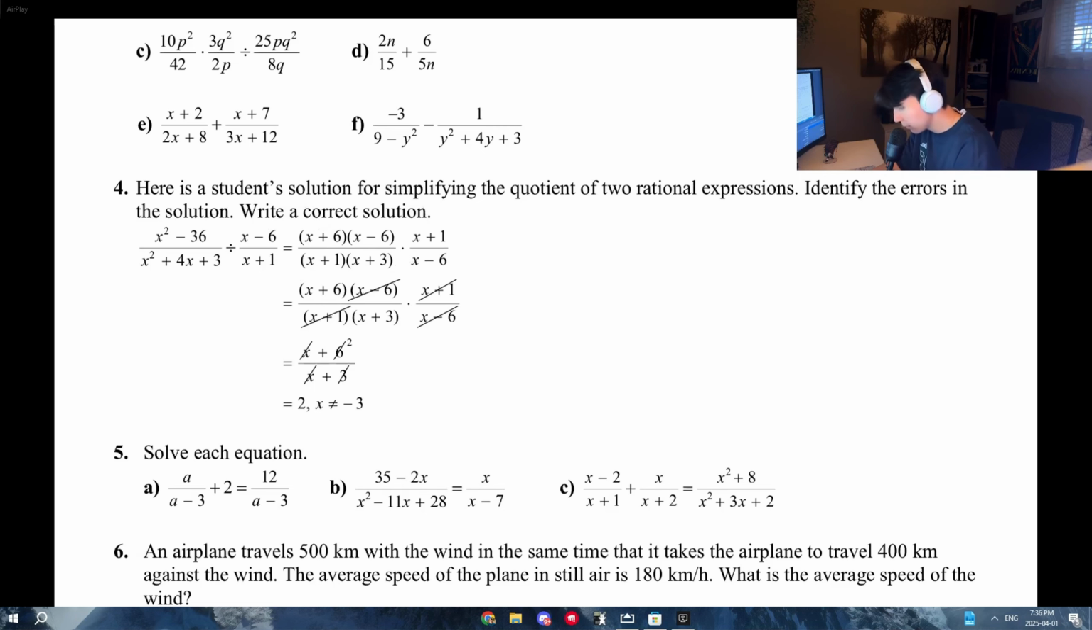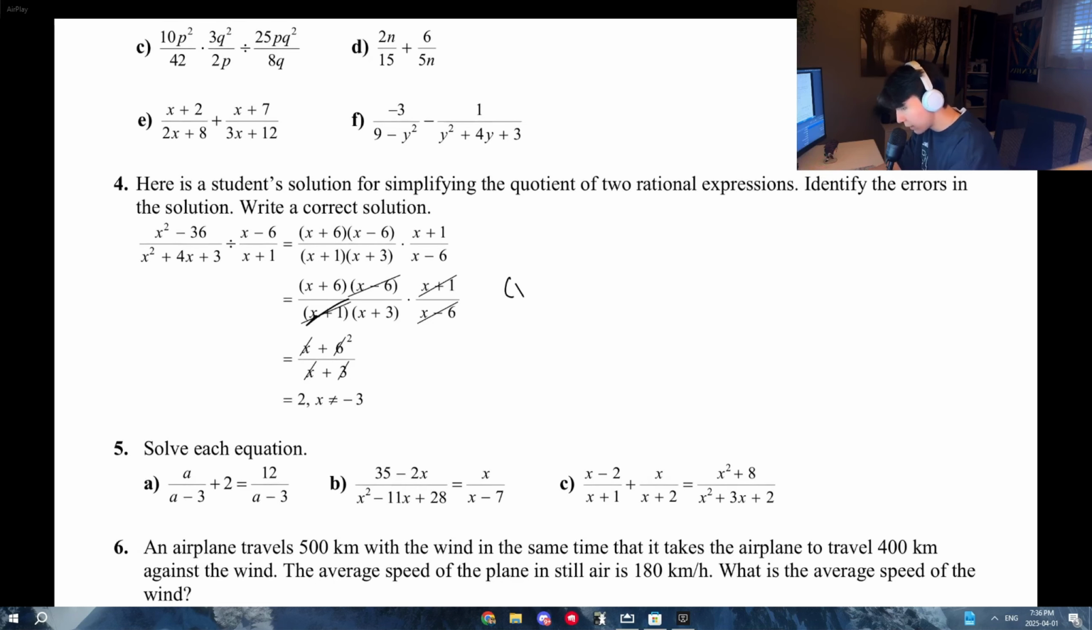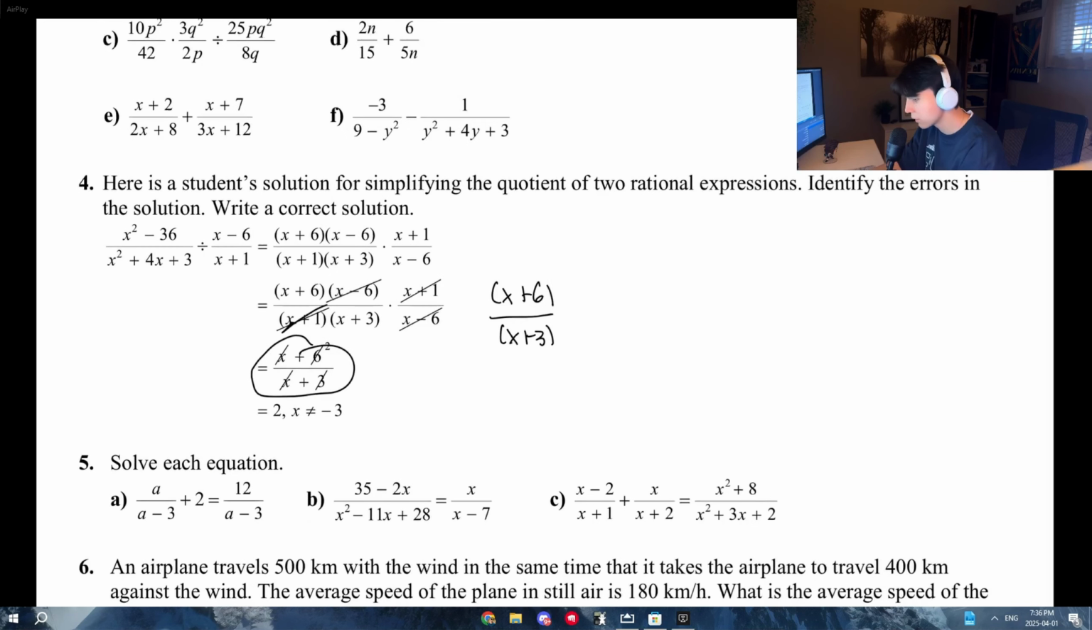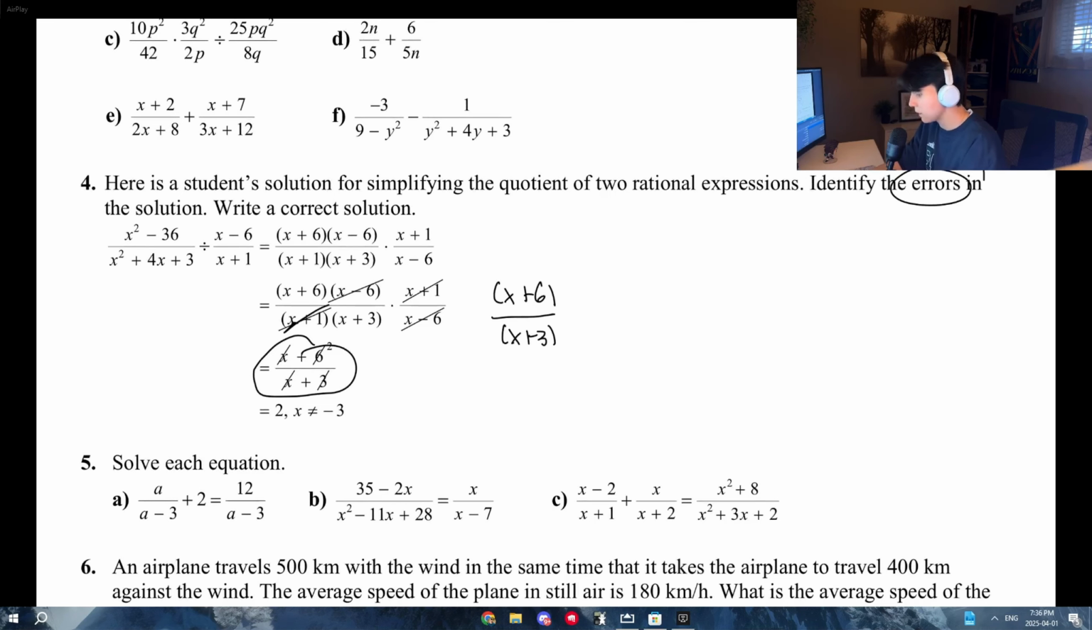So right now they've smashed these all together and crossed out what's common between them. So this step looks good. And now where the problem actually arises is this should simplify into x plus 6 over x plus 3. So this step right here is where the student made the error, because they put 6 squared. And 6 squared doesn't cancel out like this. So that's why our student's error is going to be in this step.